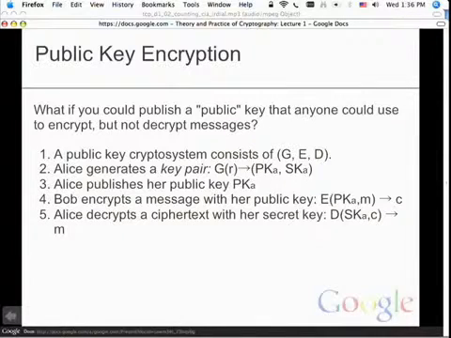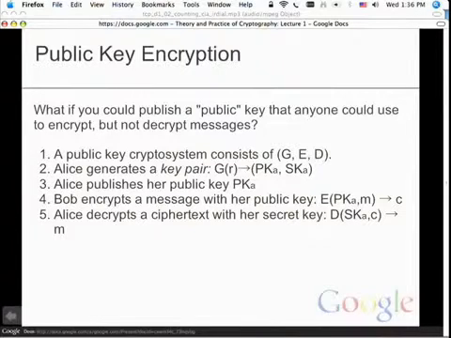So this crypto system would consist of three algorithms, G, E, and D. The first thing Alice would do would be to generate what's called a key pair, a public key and a secret key. And she would publish her public key. She could put it up on her web page, in a phone book, or she could call somebody over the phone and tell them what her public key is.